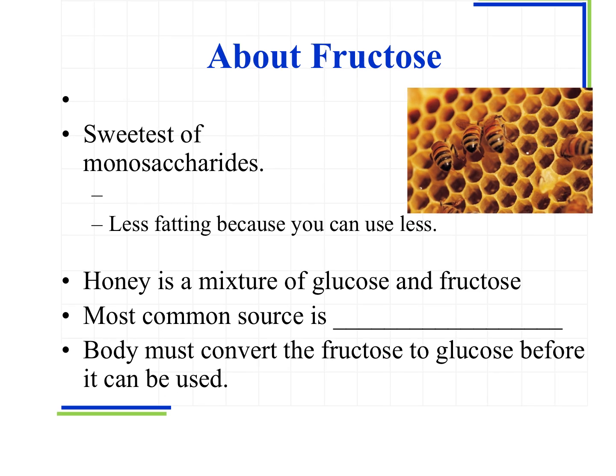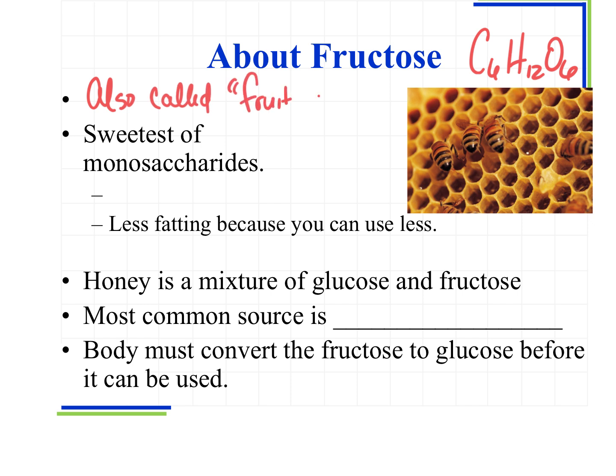Now let's look at fructose. Fructose is going to be, again, the same formula, C6H12O6, but it has a different structure. It's a 5-membered ring instead of a 6-membered ring. Another name for fructose is, I'll say it this way, also called fruit sugar, because it's contained in a lot of fruits.